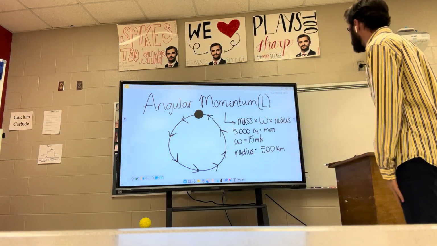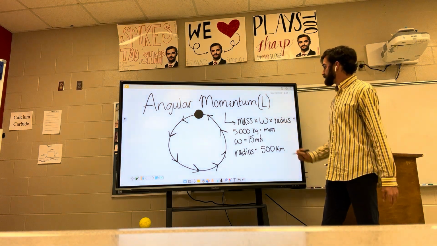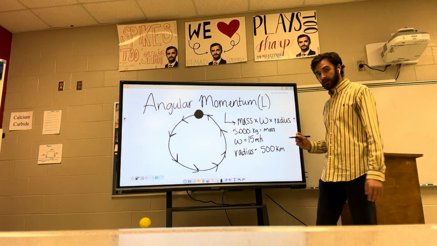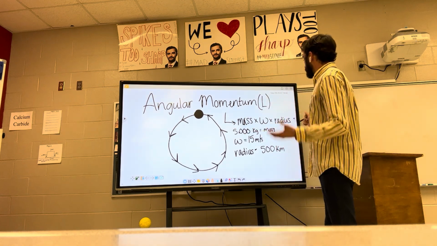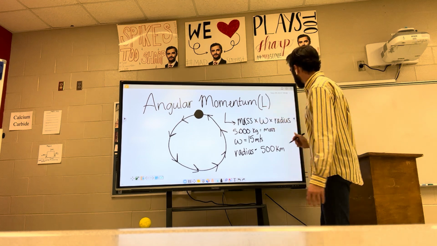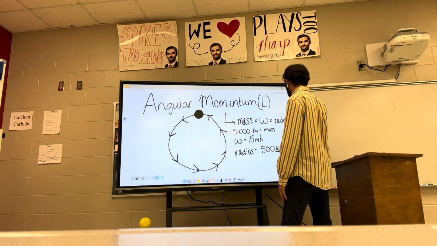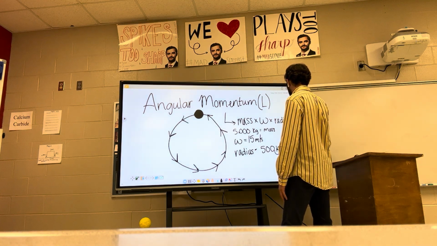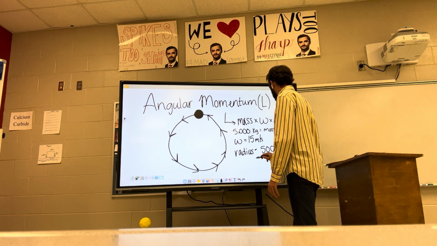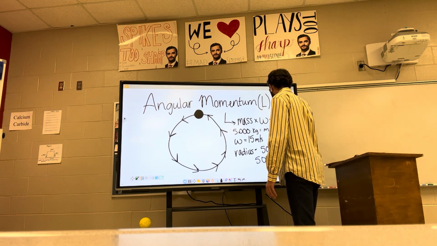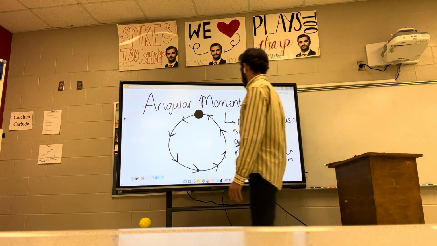Okay. So we have 500 kilometers as a radius, 15 meters per second as that angular velocity, and 5,000 kilograms for the mass of that object. Again, we have to be in meters, so we have to convert our kilometers. Let's go over that again. That's going to be 500,000 meters.